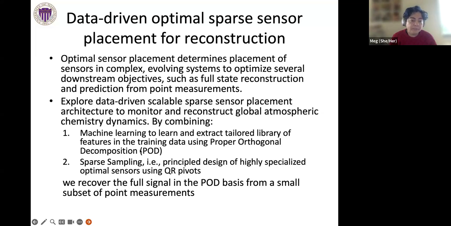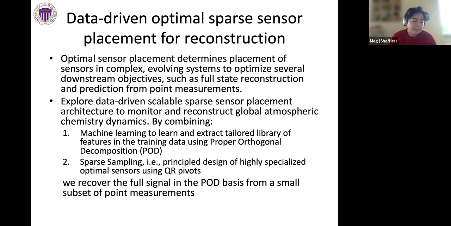One is the machine learning, which exploits the patterns in the data for low-dimensional representation in a tailored POD basis. And the POD learns from the surface atmospheric chemistry. Here I have restricted to the surface just to pick one elevation. And I have also cut out the poles because they were skewing my results by a lot. So we are looking at 33 latitudes and all the longitudes at the surface. The tailored library of POD basis functions provides a compact representation of the high-dimensional chemistry at the surface.